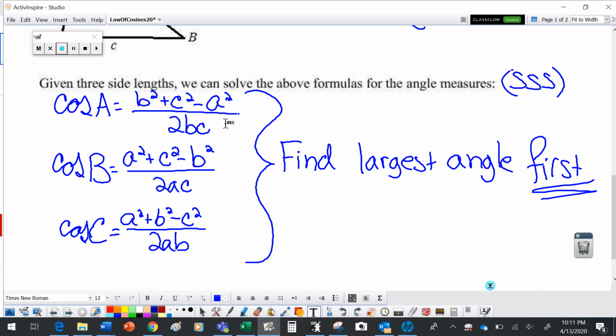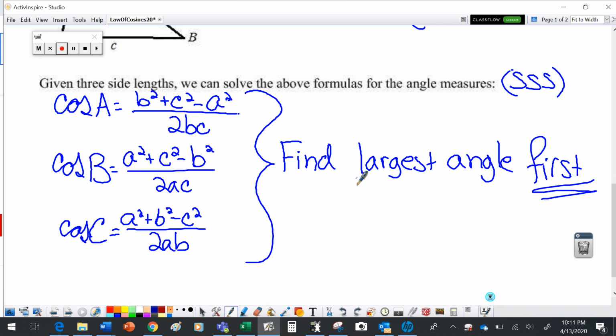Okay, now here's the catch though. If we are going to solve for an angle, we have all 3 sides and we need to find an angle first, we absolutely, positively, 100% need to solve for the largest angle first. If we solve for any other angle first, there's a really good chance that we can make mistakes. So we have to find the largest angle first.